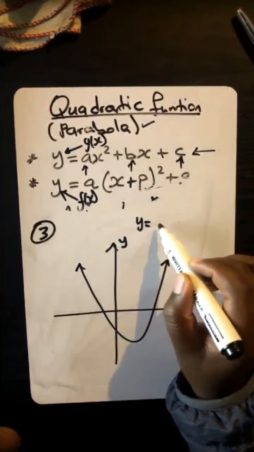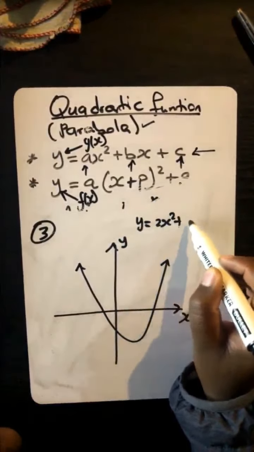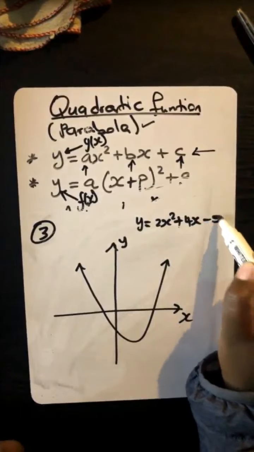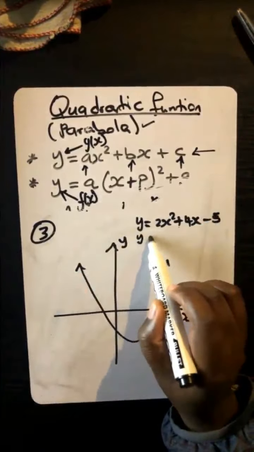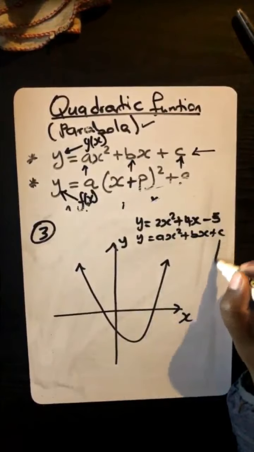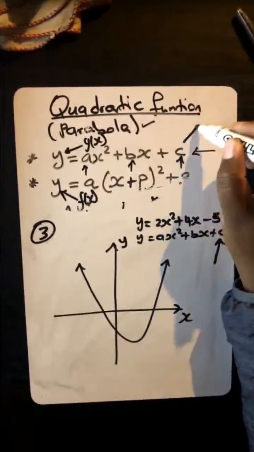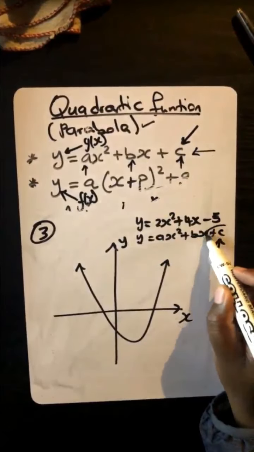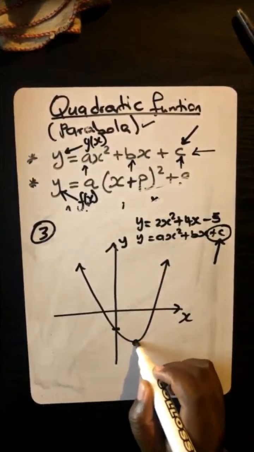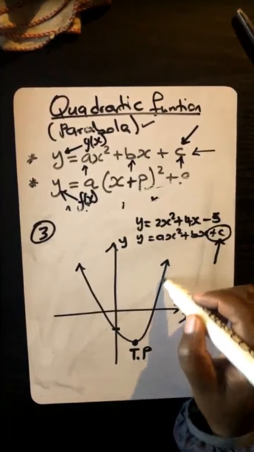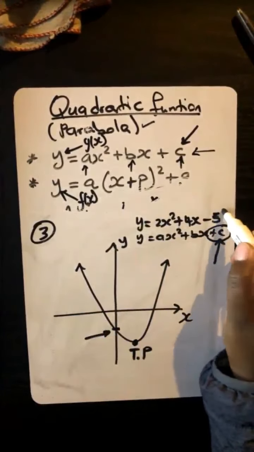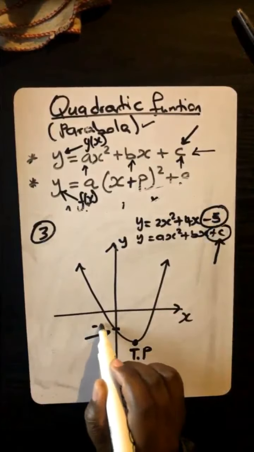Let's say this is the graph of y equals positive 2x squared plus 4x minus 5. So this is obviously y equals ax squared plus bx plus c. What I want to talk about, guys, is that c over there. The c value represents the y-intercept. Remember, this is the turning point; you mustn't confuse it. This is where the graph turns. But that one over there is represented by the c value on the graph, which means it's negative 5.